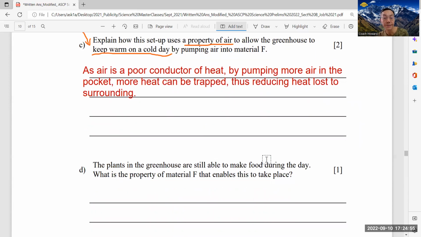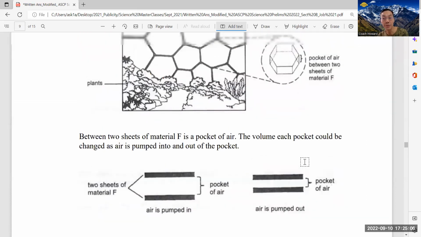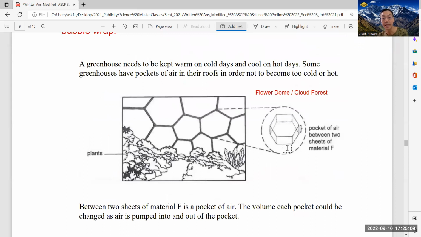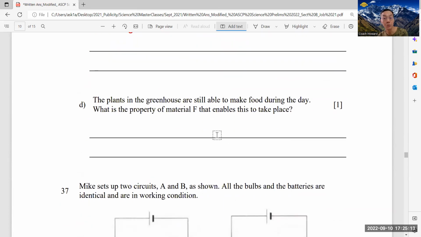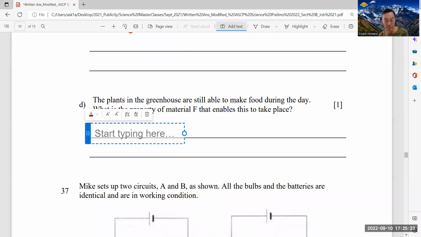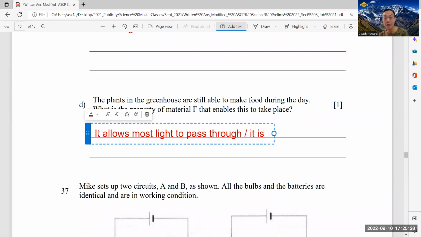Okay, next, the plants in a greenhouse are still able to make food during the day. What is the property of material F that enables this to take place? So the material F you have to see here is this one. Because light can pass through. So this property is, it allows most light to pass through, okay, or you can say it is transparent.